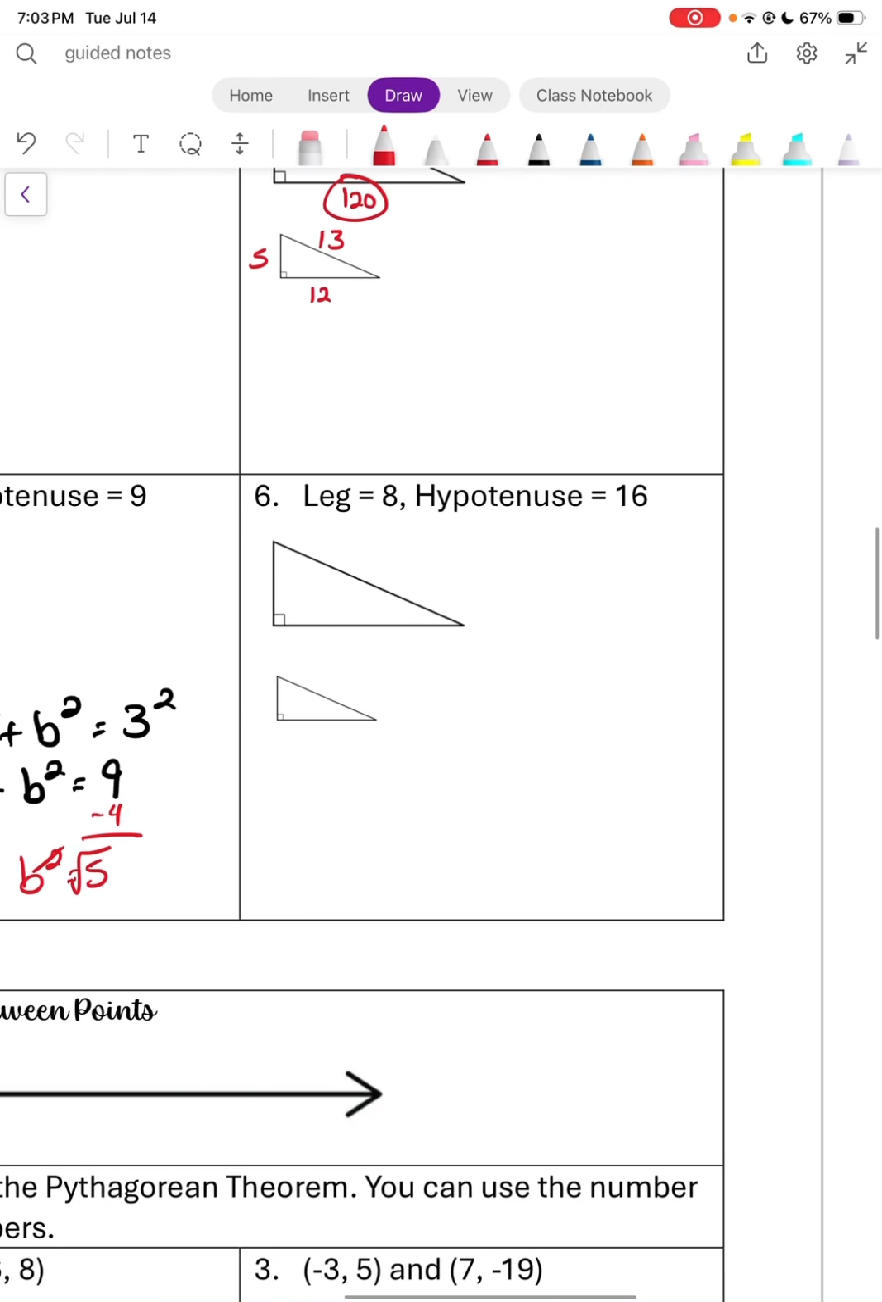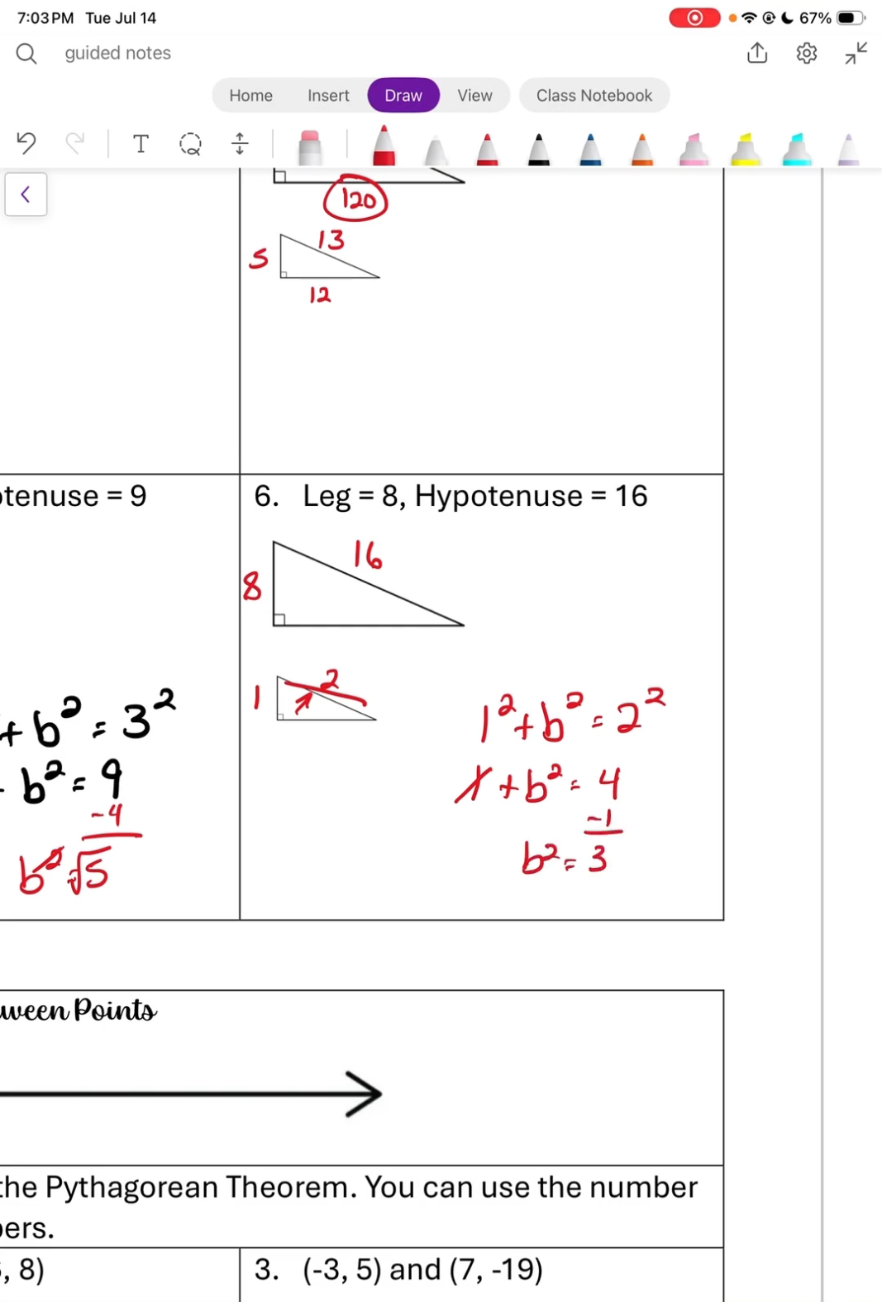Last one. One leg is 8, the hypotenuse is 16. We're going to divide by 8, 1 and 2. We're going to shrink it down. Leg squared plus leg squared equals hypotenuse squared. And again, remember, the hypotenuse is always across from the 90. 1 times 1 plus b squared equals 2 times 2 is 4. Move the 1 over. Since it's plus 1, we're going to subtract 1. It gives me b squared is 3.